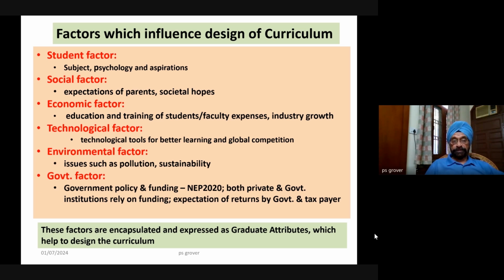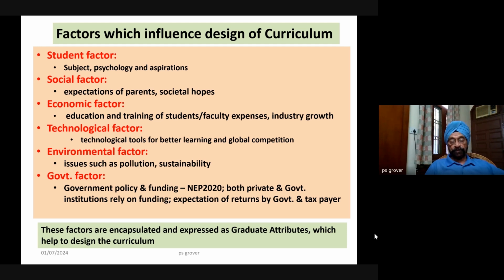What kind of students are we preparing for? Social factors: expectations of parents, societal hopes. Economic factors: education and training of students, faculty expenses, industry growth. For example, we can't have a curriculum where labs, let us say, are very expensive. We can't afford that, and there may not be a need in the industry. Technological factor: technological tools for better learning and global competition. Environmental factor: issues such as pollution and sustainability.